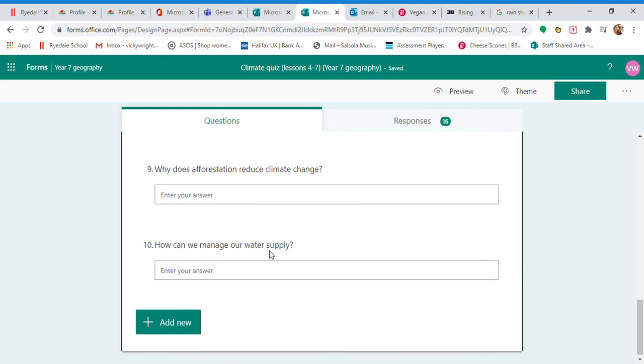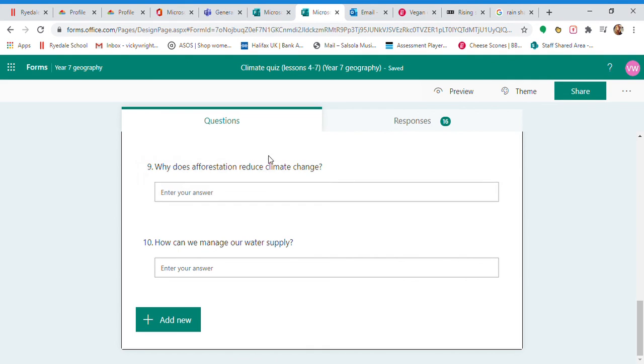Okay. I've already explained this one a little bit, but afforestation reduces climate change because planting trees, which is what this means, absorbs CO2, takes it out of the atmosphere, so it's no longer trapping heat in our planet. Okay, so how can we manage our water supply? We can build more dams, but more importantly, we can be more efficient with how we use it. So don't waste water, have water butts in our garden, don't leave the tap running when you brush your teeth. Fix the leaks. 20% of water in this country is lost through leaky pipes. So there's lots of different answers you can put for that one.